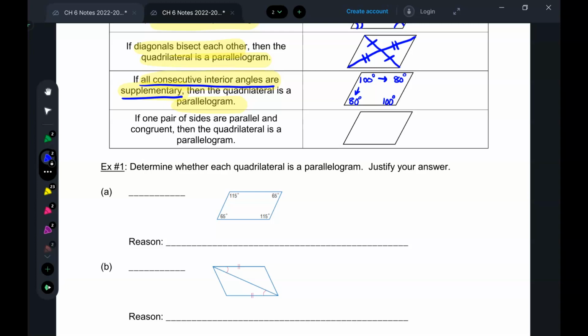Okay. Last one. You have one pair of sides are parallel and congruent. Okay, so what this looks like is one pair of sides. If you know that these two sides are parallel to each other and congruent, you have a parallelogram. So notice you don't need to know anything about the other two sides. So just one pair of sides are parallel and congruent.